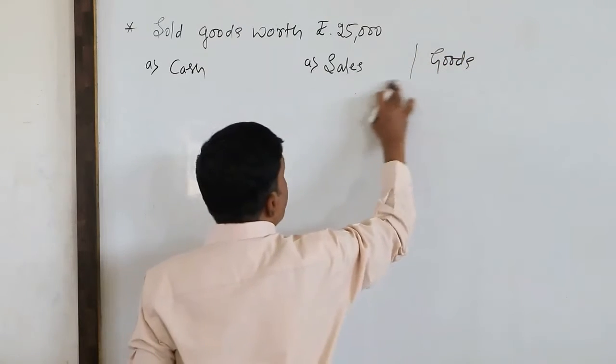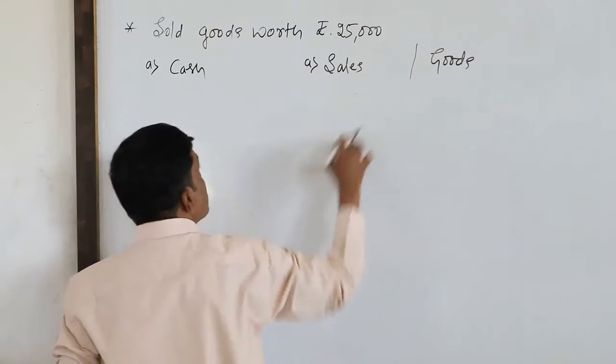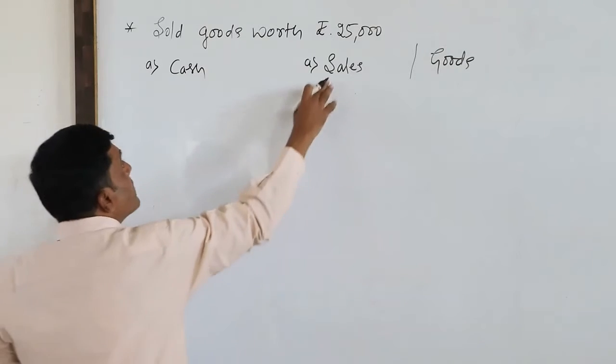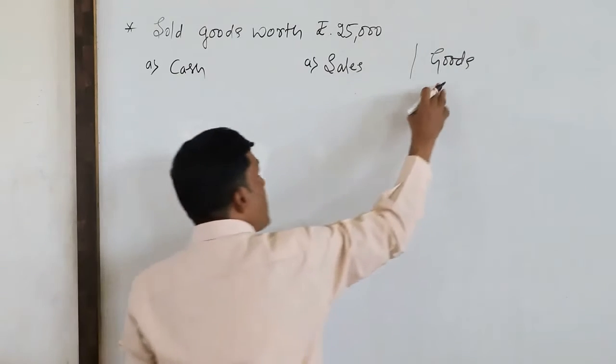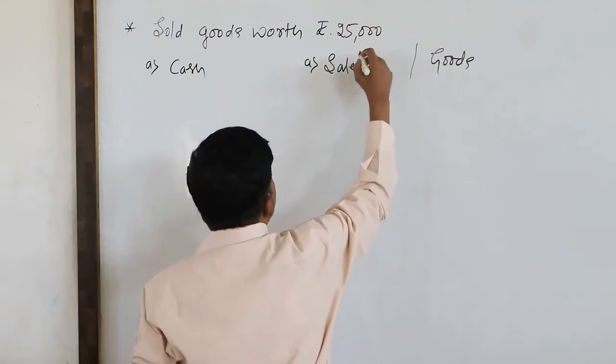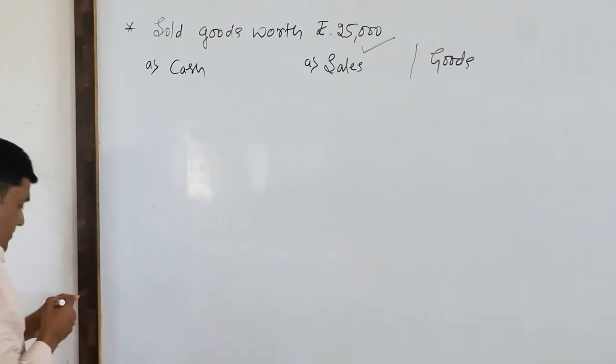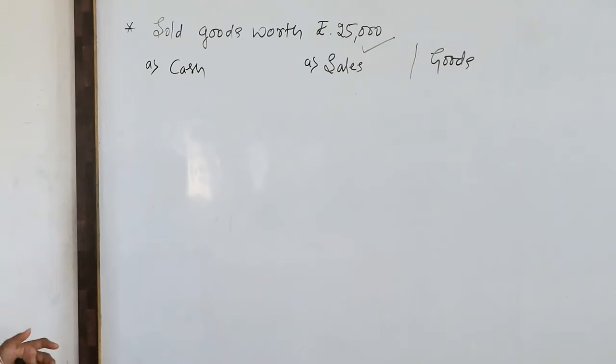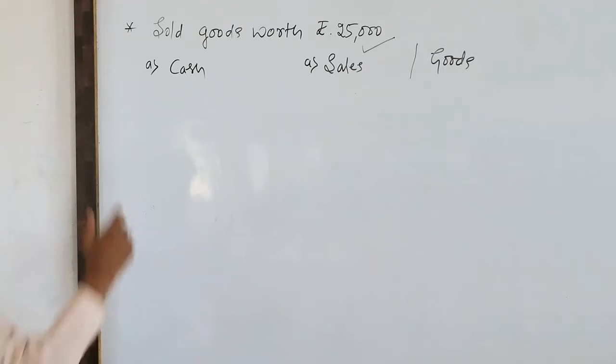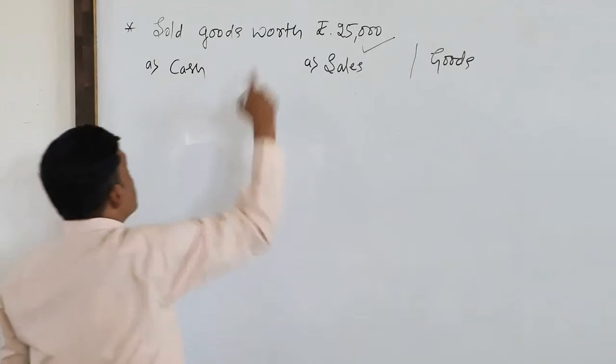Don't write both together. You can take any one among these two. So better you take sales. If you can take goods also, but better take sales. I'll discuss regarding this. So dear students, here I have identified two aspects from this rough book entry.